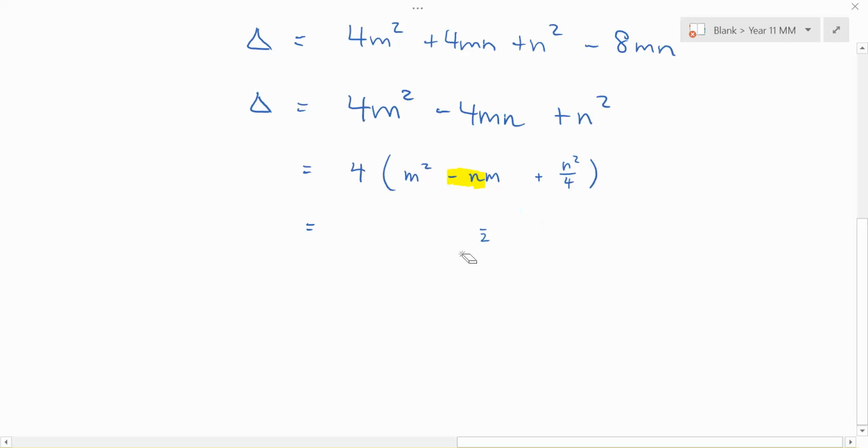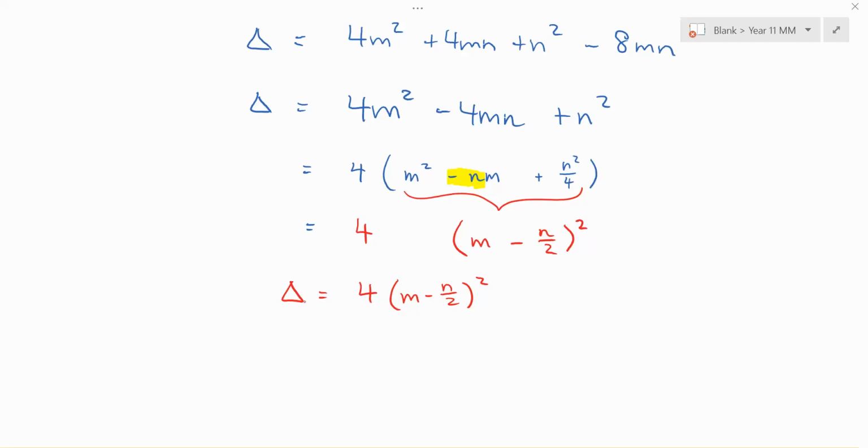So if I just take this away and do it again, this really just means this is a perfect square, and I know it's m minus half of n, squared. If you don't like that sort of notation, I can write it as n over 2, if you like that way. But remember you have the 4 at the front, this is still the 4 there, so really you've got 4 times m minus n on 2, all squared. This is your discriminant.